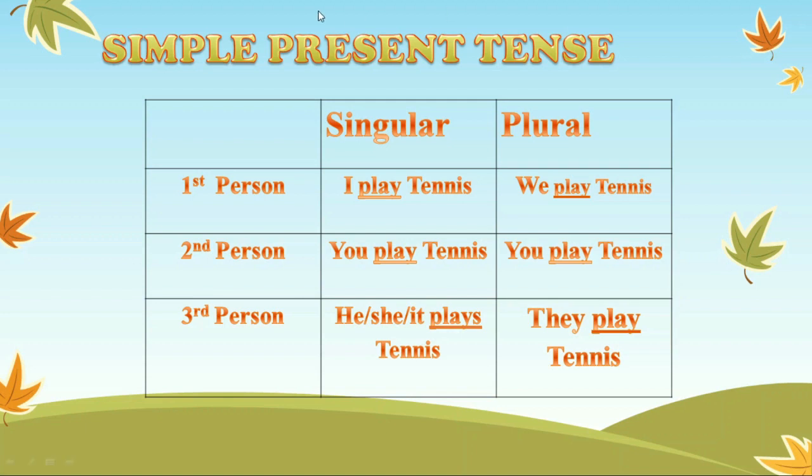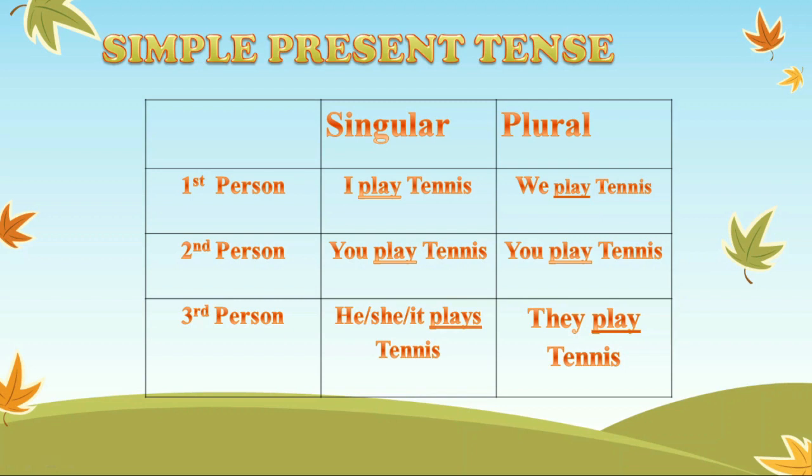In the table, we can see that in the first person singular, we write the sentence as I play tennis. In this, we have used the first form of verb. Play is the first form of verb here. And see the sentence in plural form. In this also, the first form of verb is used. So, play is the first form of verb used in both singular and plural.